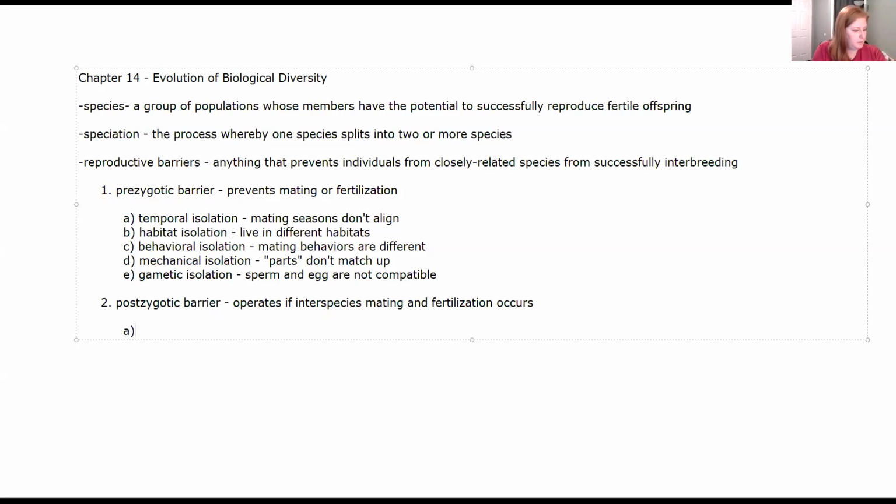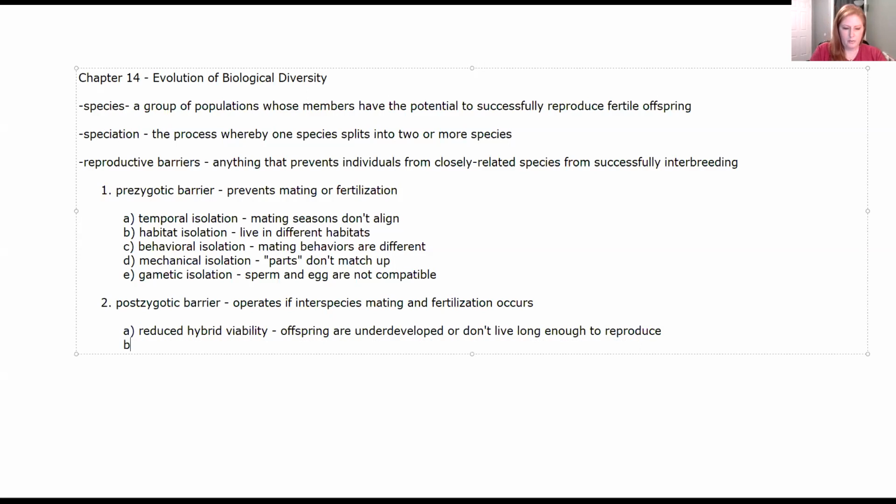The first one of those is something called hybrid viability. So this just means that if offspring occur from two different species, the offspring are underdeveloped or don't live long enough to reproduce. Okay, remember that by evolution standards, that's a fail.